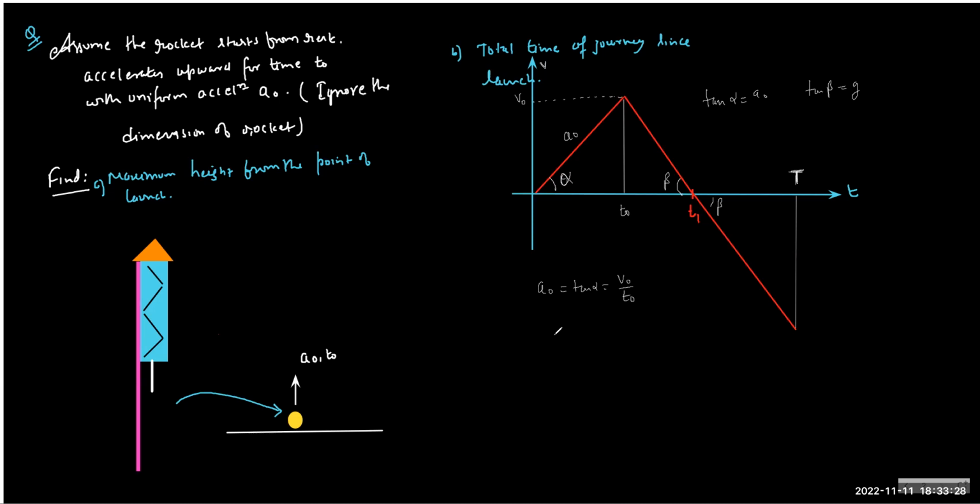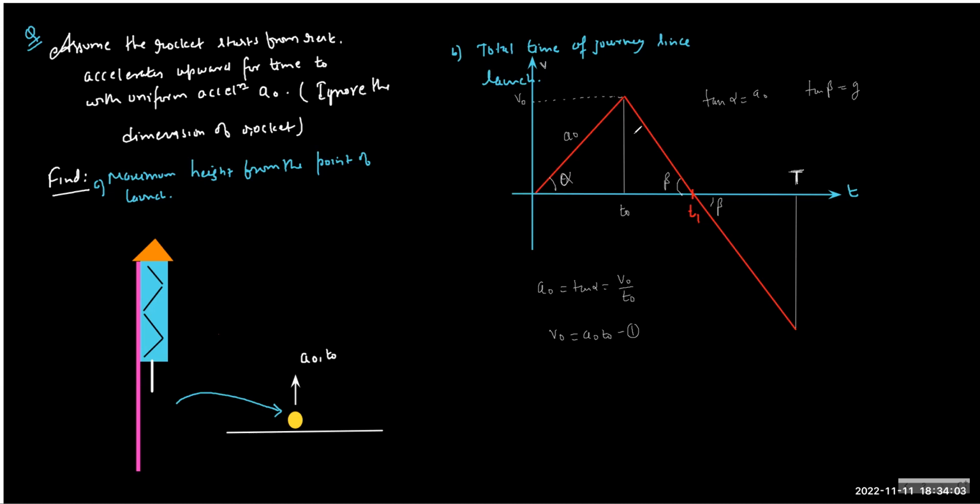Why are you guys quiet? If you're not getting it, raise your hand. I'm trying to solve by a simple method. If you want, I can do it by the equation method, that is lengthier. This is much easier. So tell me, guys, can we write a naught equals V naught by T naught? Yes. So V naught is a naught T naught. That's anyway the equation of motion. That is done. How to get T1?